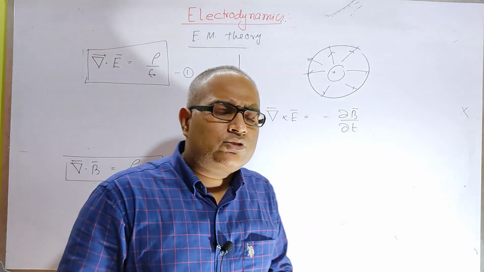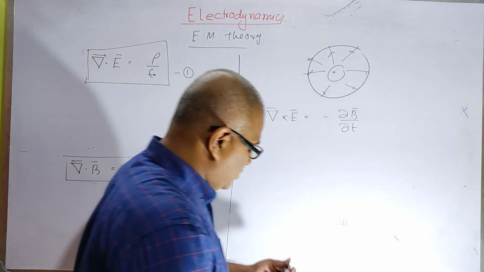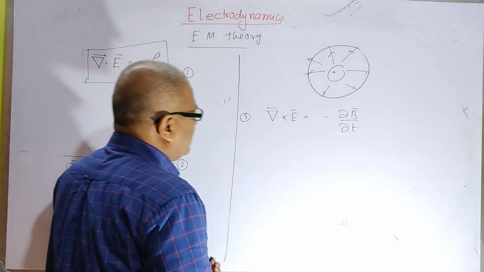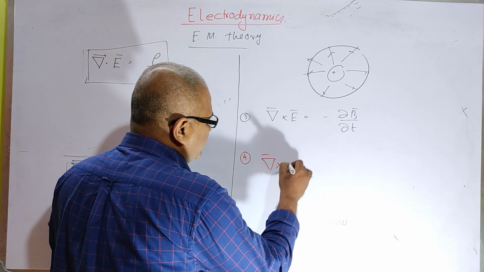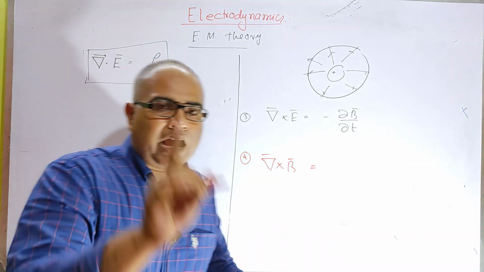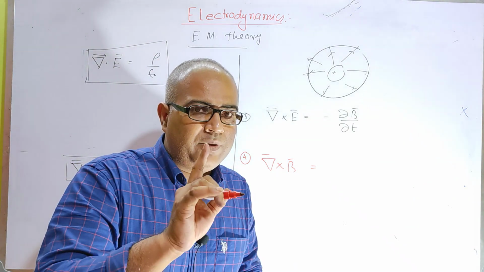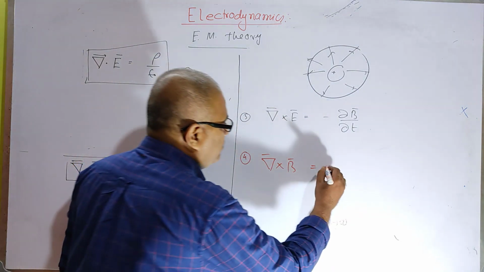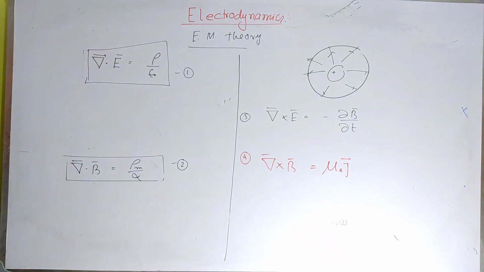So what do you think the fourth equation should be? Obviously the fourth equation should be curl of B, just note the symmetry, equals, wait, we already have an equation involving curl of B for the conductor, and this is mu naught J, and your symmetry has broken. So don't be heartbroken.